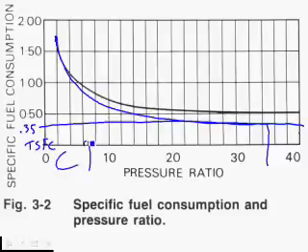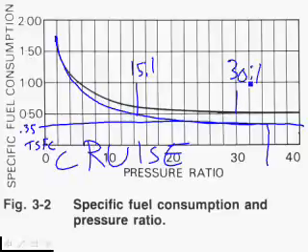And this is at cruise. This is not like at idle or at takeoff power settings. So you can see that going from a 15 to 1 compression ratio to a 30 to 1 compression ratio, we're reducing the TSFC, certainly, but it's not like if we double the compression, we cut the fuel flow in half. It's not that good.